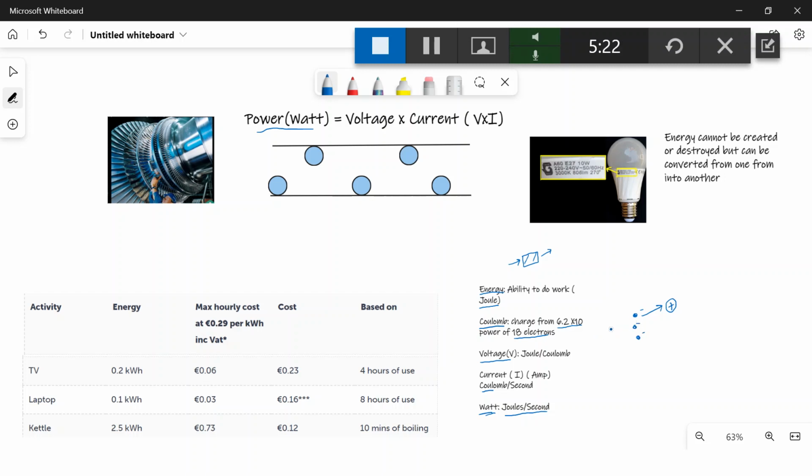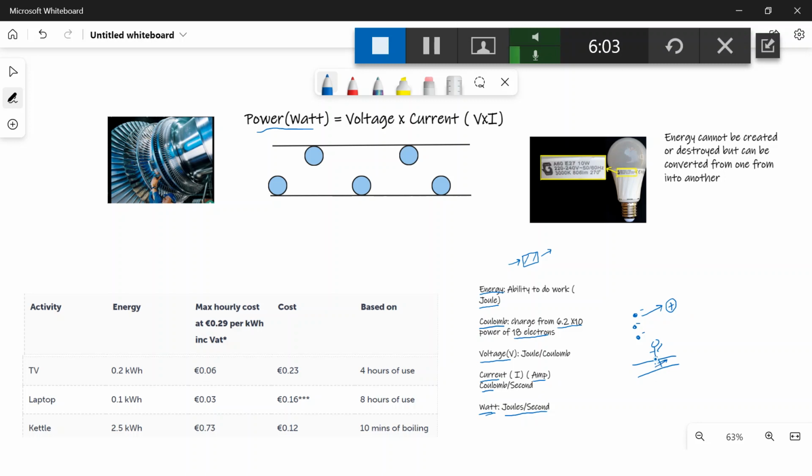When we talk about current, if you have a conducting material and you stand at a point, current is the amount of electrons that pass this particular point every second. We measure current in amps. 1 amp is 1 coulomb per second. In other words, you have 6.2 multiplied by 10 to the power of 18 electrons every second moving past this point. That is 1 amp.